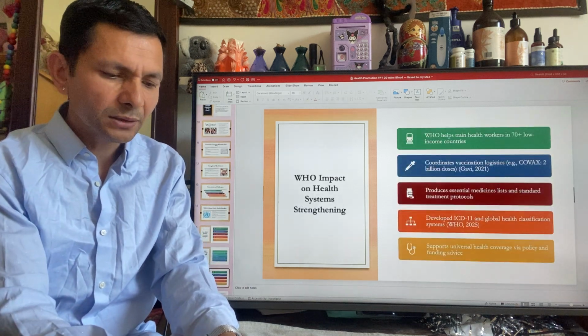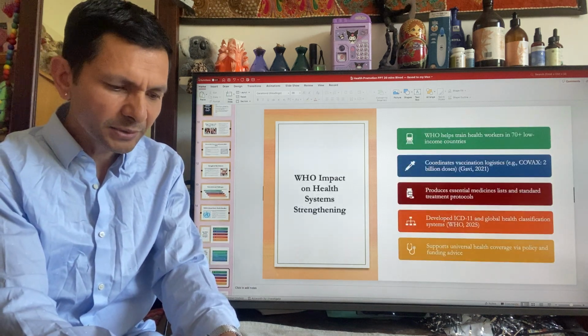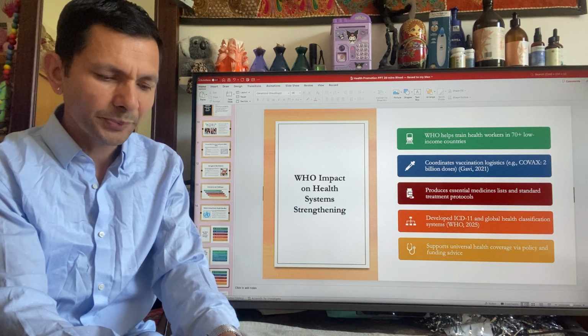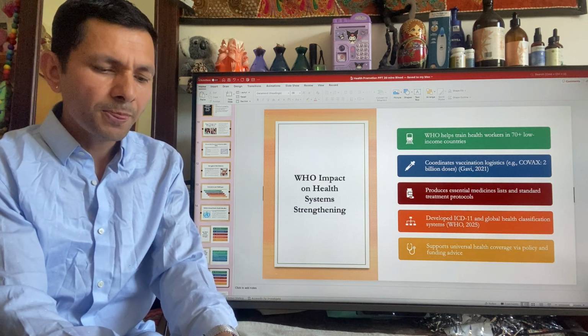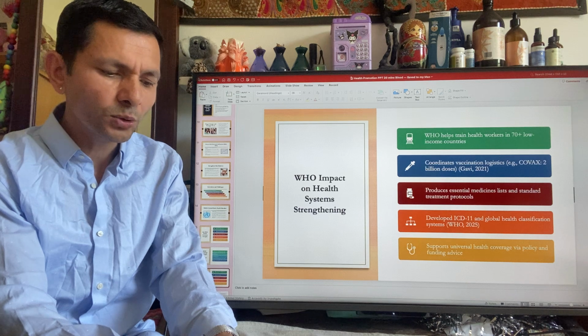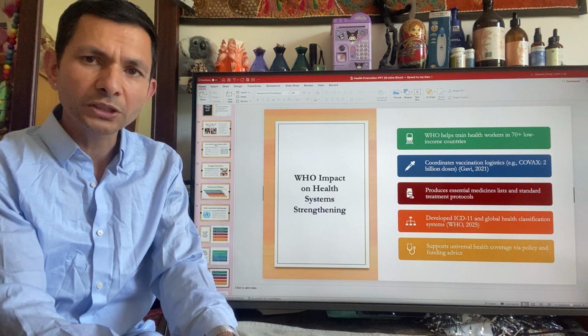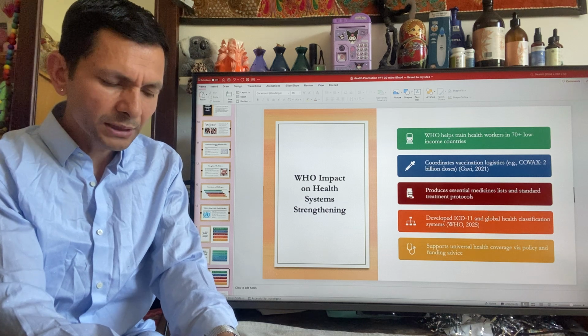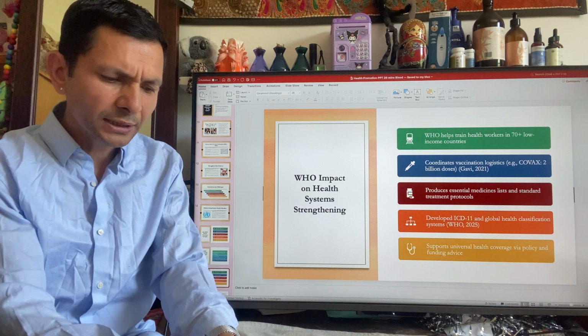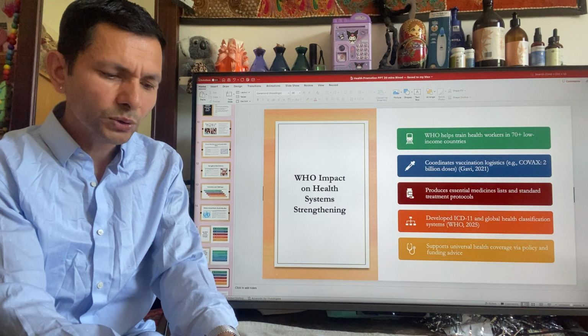WHO's impact on health system strengthening goes beyond campaigns. WHO plays vital roles in strengthening national health systems. It supports health worker training in over 17 low income countries and coordinated large scale vaccination logistics through initiatives like COVAX, which has delivered over 2 billion doses worldwide.